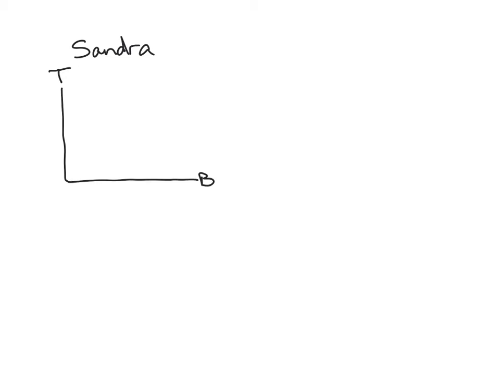For Sandra, she can produce at most 15 tacos, so we label that maximum here, and at most 25 beers, so we label that maximum on the x-axis. And we're going to connect those with our production possibility frontier.